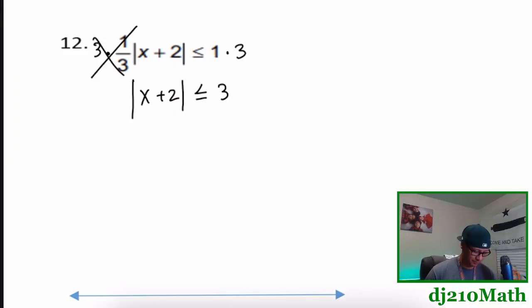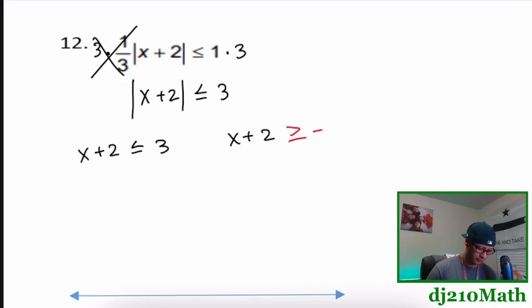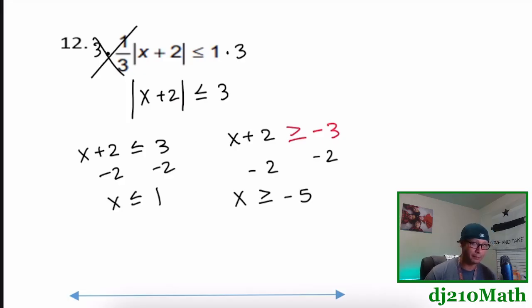All right, 3 is positive, absolute value is by itself. We can split this into 2. So I'm going to get x plus 2 is less than or equal to 3. And then x plus 2 greater than or equal to negative 3. All right, solving on the left, minus 2, x is less than or equal to, 3 minus 2 is 1. On the right, minus 2, x is greater than or equal to negative 5, right? They're both negative, so we add, and we keep the negative sign.